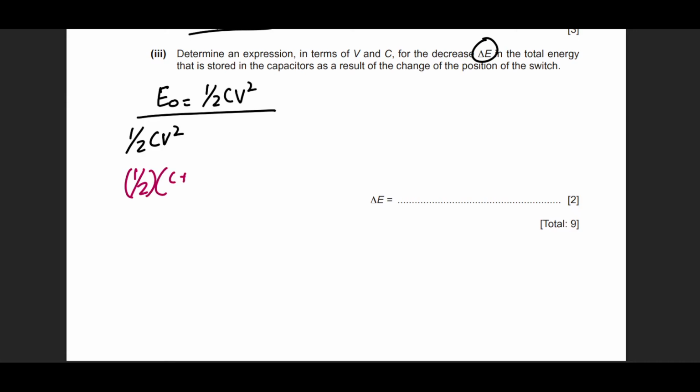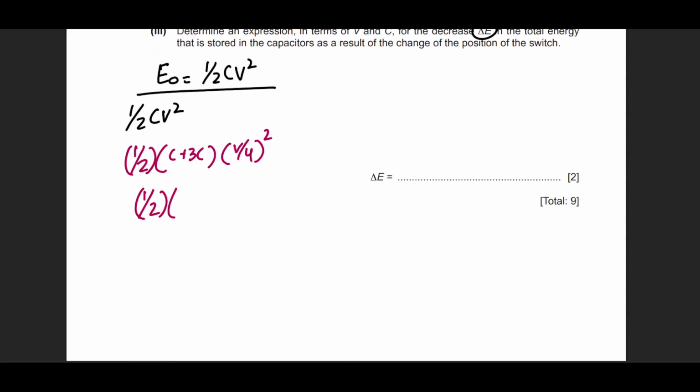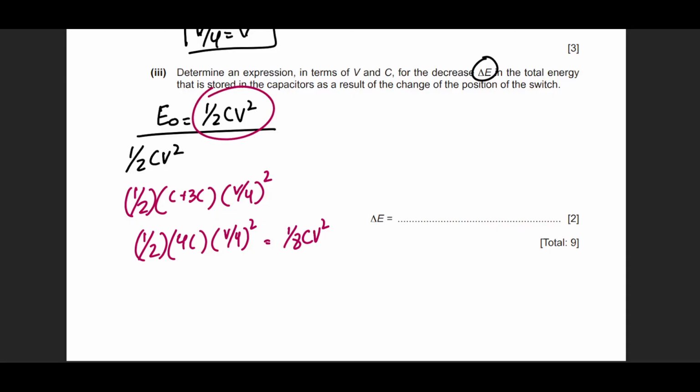So this will be C plus 3C into V by 4 whole square. So this becomes 1 over 2 into 4C into V by 4 square. When you're done calculating this, this comes out as 1 by 8 CV square, and the original energy was half CV square.